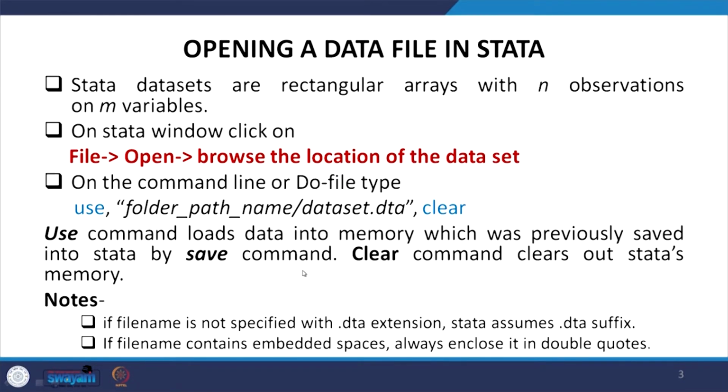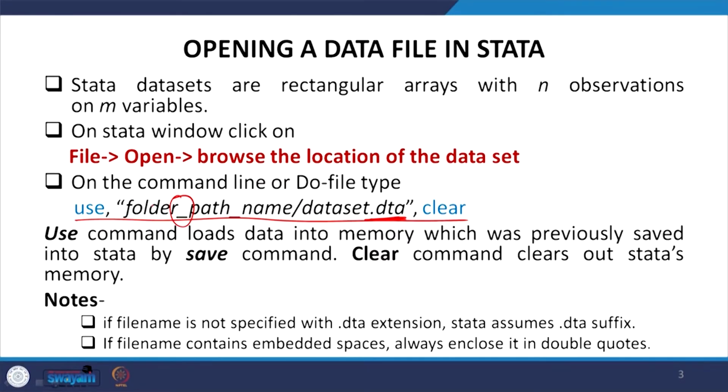Otherwise, you simply type use, when you know the path name, the folder name where the data is saved, and you know the location of the data you have already downloaded, and that it is in .dta format. Look at it carefully, .dta. Now, when you know that, you simply type use. This is the command. Use, then the folder name in double inverted commas.